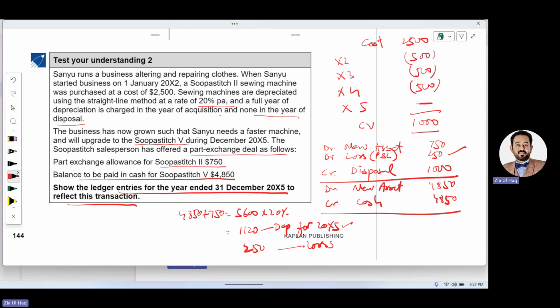But he asked for accounting entries. This means for 20x5, we need to record the accounting entry: debit depreciation 1,120, credit accumulated depreciation 1,120. Is that fine? Yes, sir. Can you understand this? Okay.